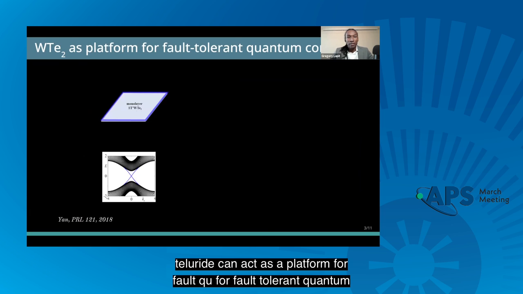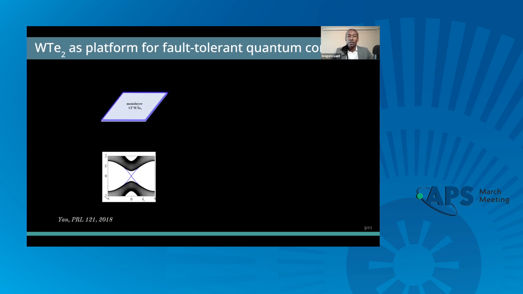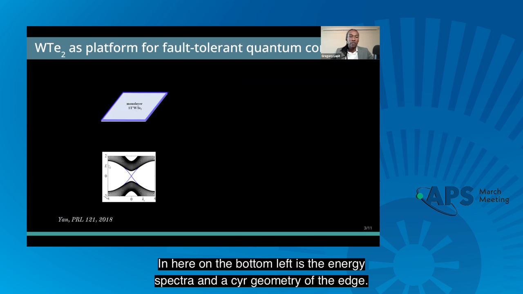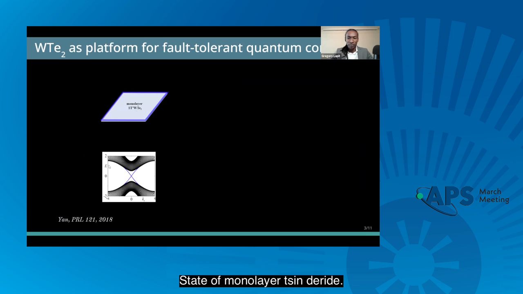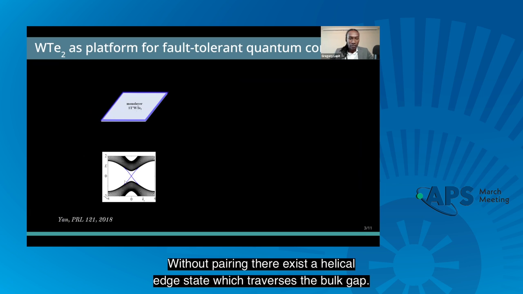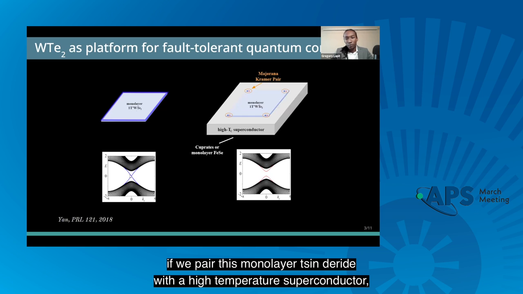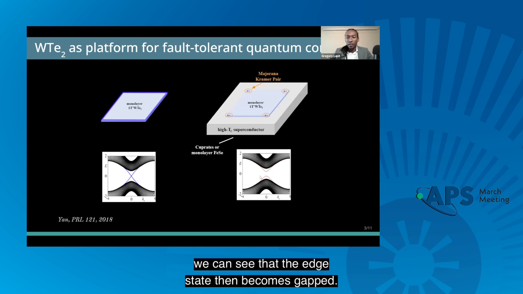Tungsten ditelluride can act as a platform for fault-tolerant quantum computing. Seen here, on the bottom left, is the energy spectra in a cylinder geometry of the edge state of monolayer tungsten ditelluride. Without pairing, there exists a helical edge state which traverses the bulk gap. However, if we pair this monolayer tungsten ditelluride with a high-temperature superconductor, we can see that the edge state then becomes gapped. We theorize that this forms Majorana Kramers pairs on the four corners of the monolayer tungsten ditelluride.